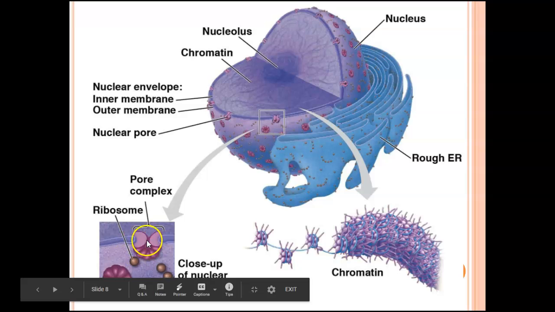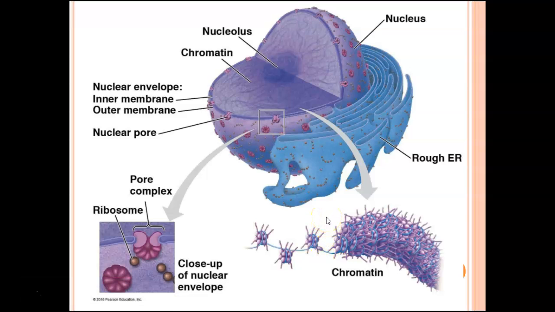Closer, you can see pores on the membrane. Also ribosomes on the surface. And here is chromatin, that genetic material, that DNA. This chromatin is not wound yet, but loosely in the nucleus with these proteins that aid in wrapping the genetic material during cellular division. More on that in later units.